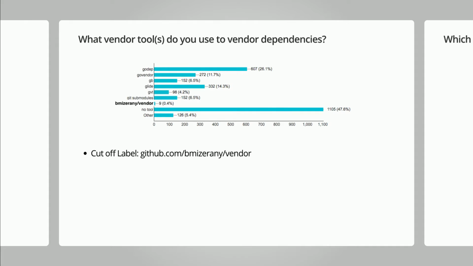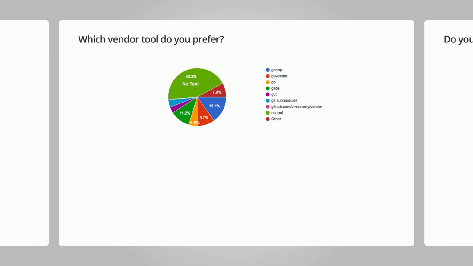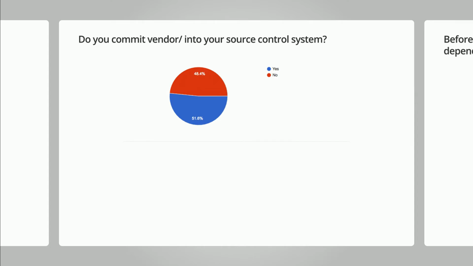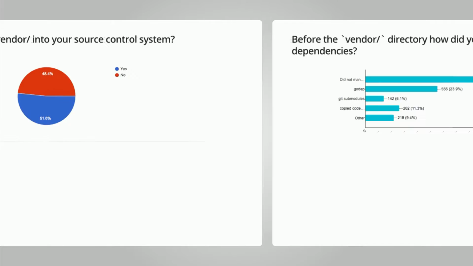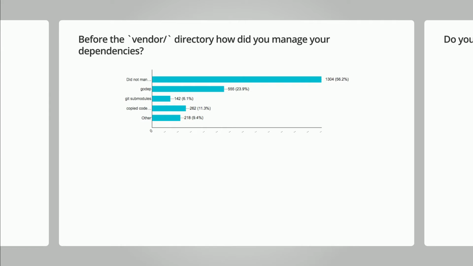Vendoring tools are all over the map, but a lot of people choose to use no tool. Mind you, this does not total 100% because it was multiple choice, since some people need to use multiple tools. A lot of people still prefer no tool, even though there is a wide selection of them. We're pretty much split as a community between checking vendor into your source control or not. A lot of people did nothing before vendoring as far as tooling.